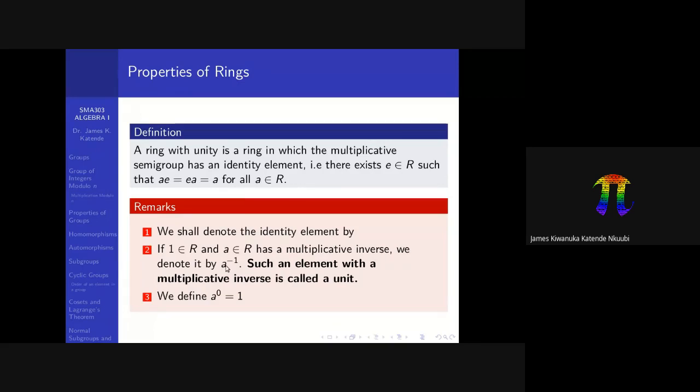So the inverse of A will be A inverse. And they also have a special name. Any element that is invertible will be called a unit. And A raised to 0 will be defined as equal to 1, where 1 represents the multiplicative identity in the ring.